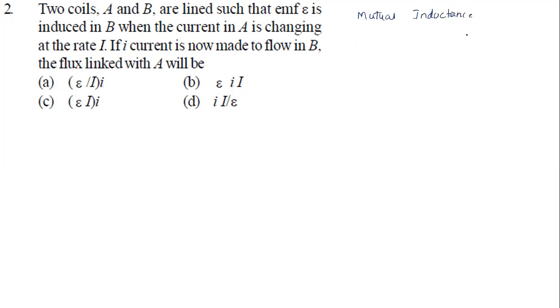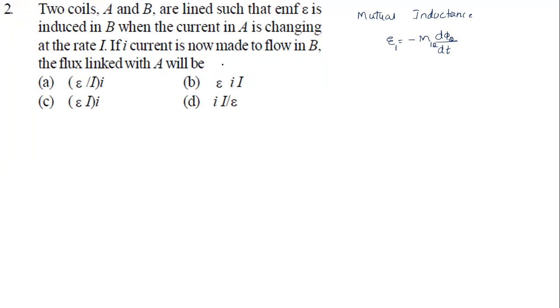So what is the formula for mutual inductance? The induced EMF is equal to minus M times d phi by dt. This is the induced EMF on the first coil due to change in flux due to the second coil. This is M12. That formula we're going to use here in this case.